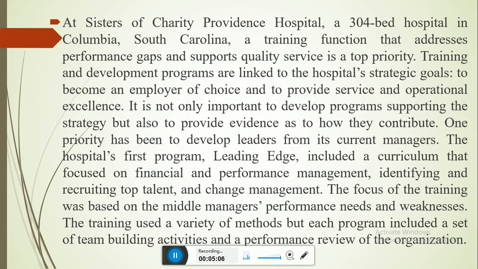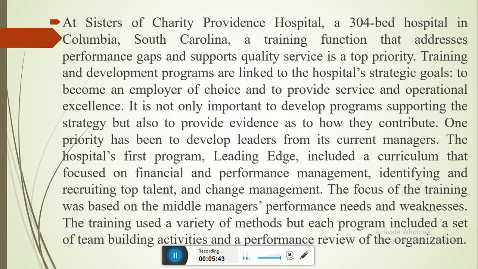I think you are having a subject on change management, or you have studied it in strategic management, so it depends on that. Recruiting top talent is another effective way. The focus of training was based on middle managers' performance needs and weaknesses, so that's why they are having training programs. These are very simple points and no explanation is needed, since you know what the weaknesses and performance needs are.